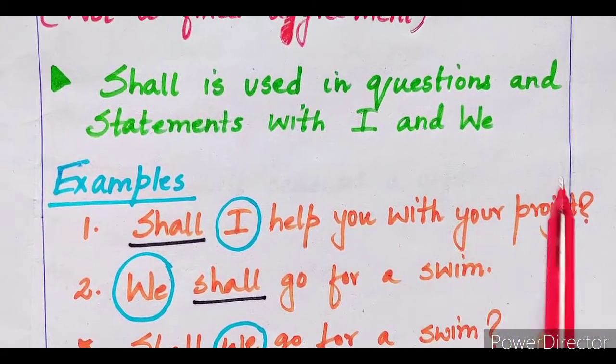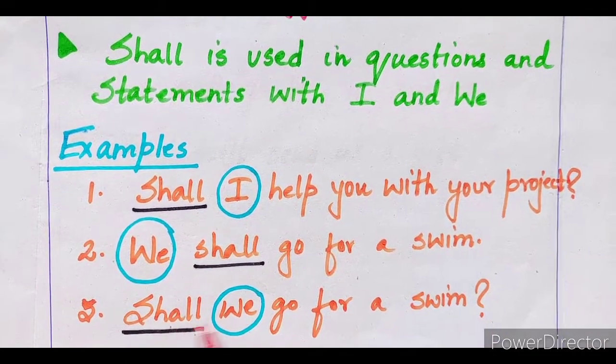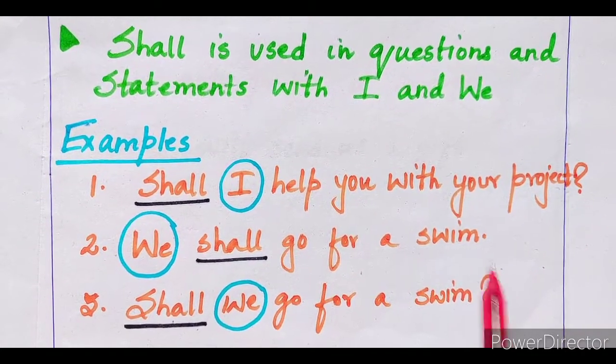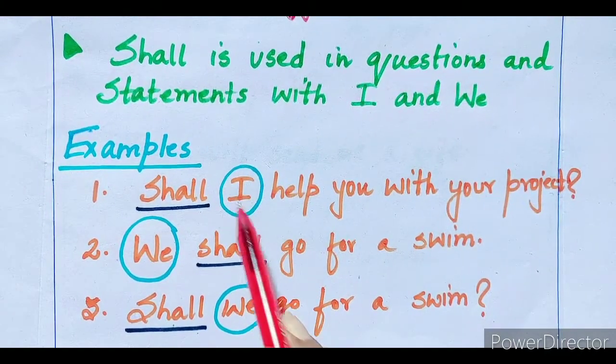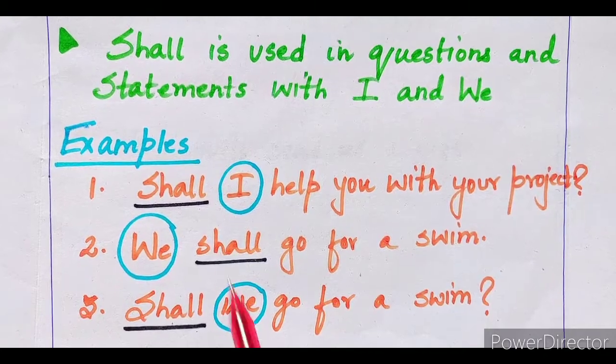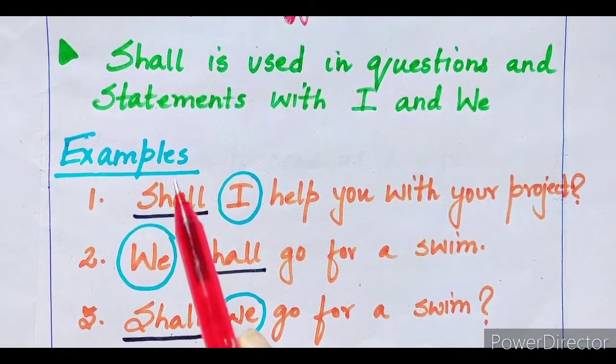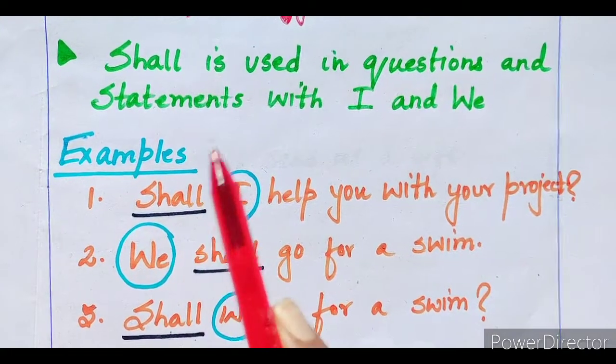Shall I help you with your project? We shall go for a swim. Shall we go for a swim? So you can see wherever we are using the first person singular pronoun or the first person plural pronoun, we are using shall. We are not going to use shall for you, he, she, it or they.